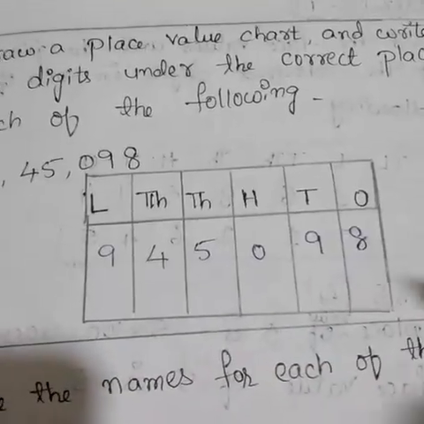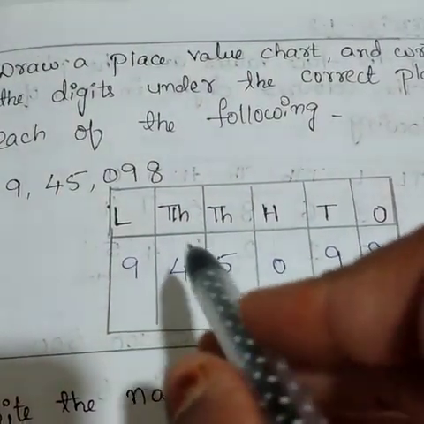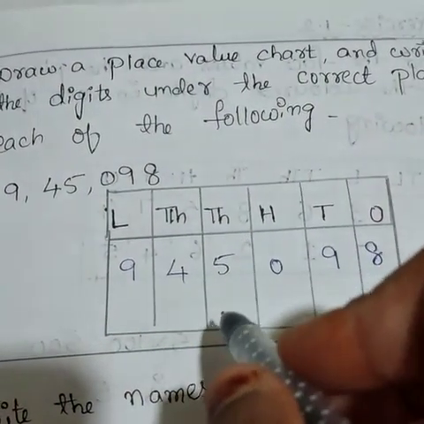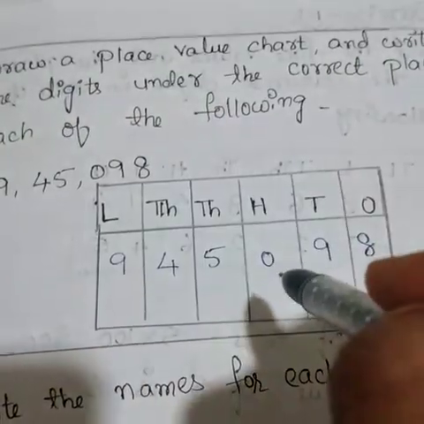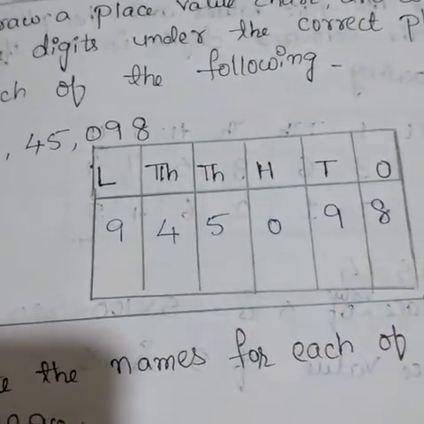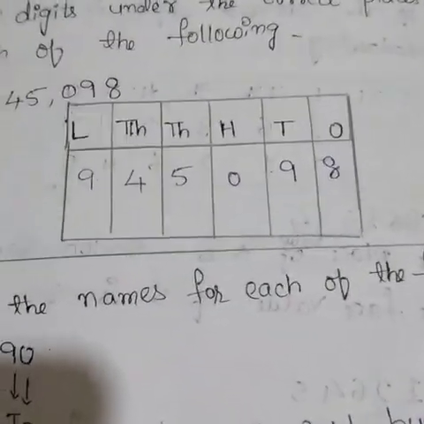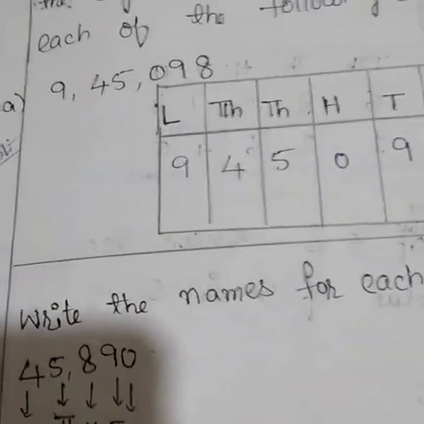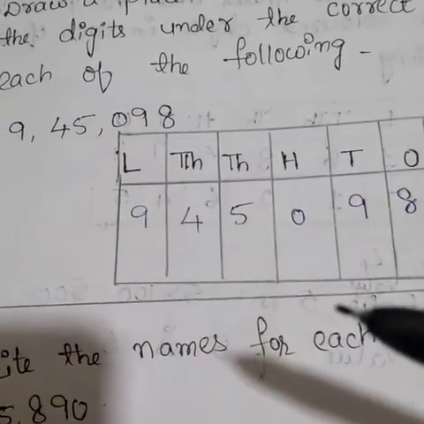9,45,098. In the lakh place I kept 9, in 10,000 place 4, in 1000 place 5. In the 100 place there is no number, so I kept 0. In tens 9 and in ones 8. Okay, so 9,45,098. Like this you have to draw a place value chart and write the digits under the correct places. Understood?